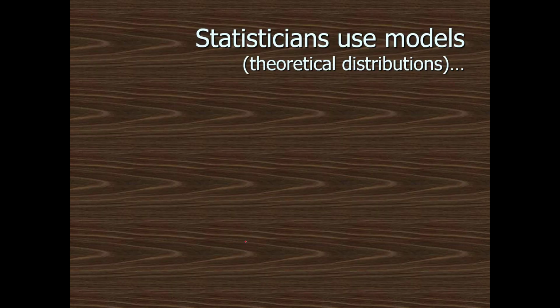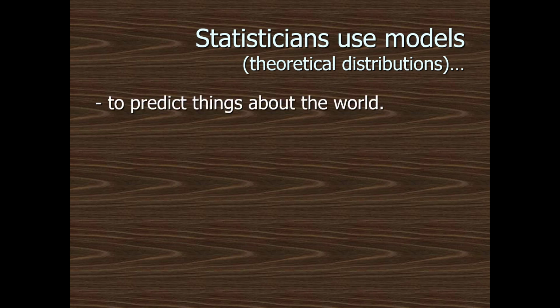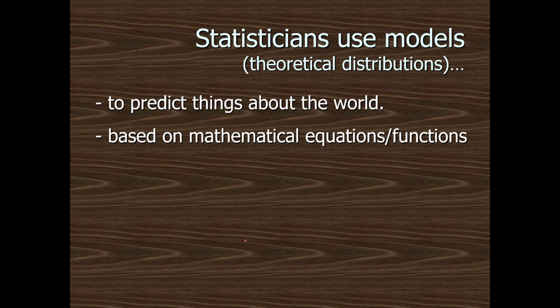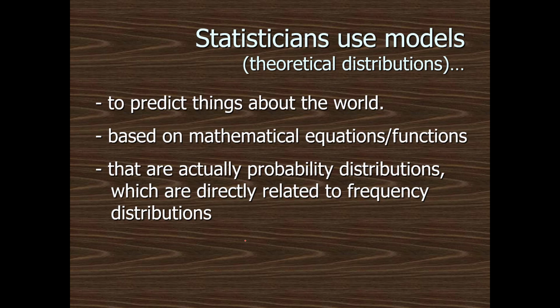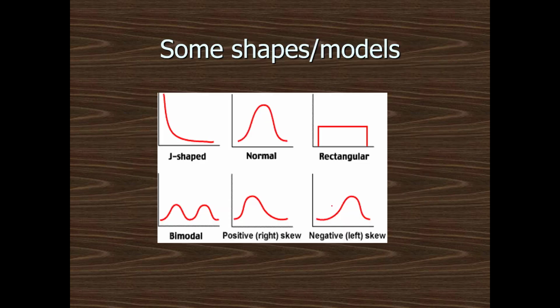Statisticians use models to predict things about the world. These models are always based on mathematical equations and functions. And for statisticians anyway, they're usually probability distributions. In our case, they'll be related to frequency distributions. These shapes that you've seen before and worked with are models of distributions that we see out there.